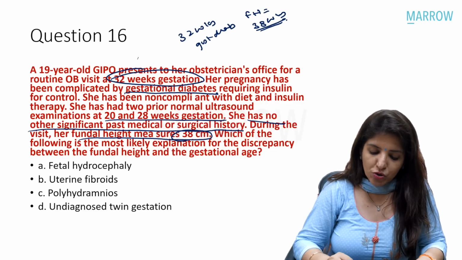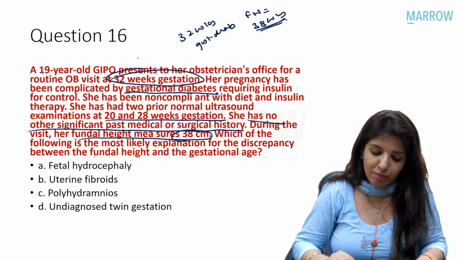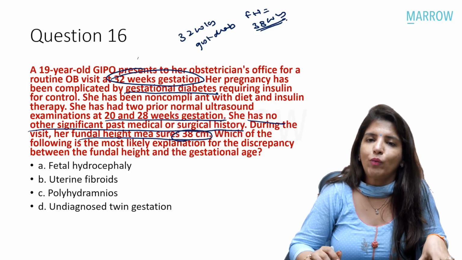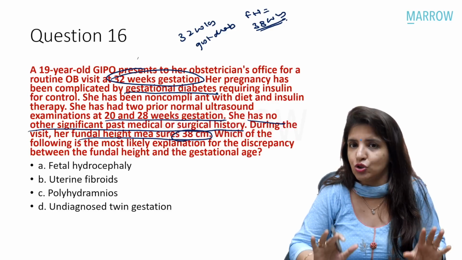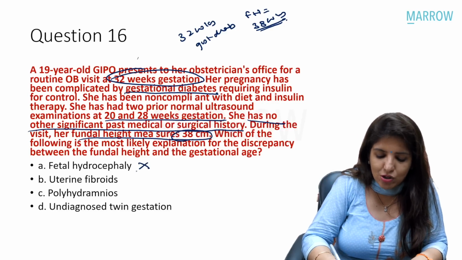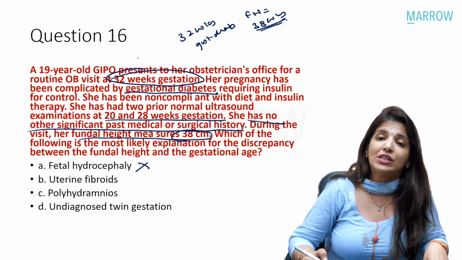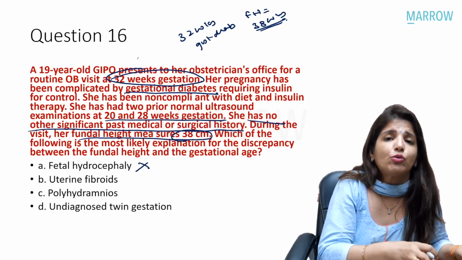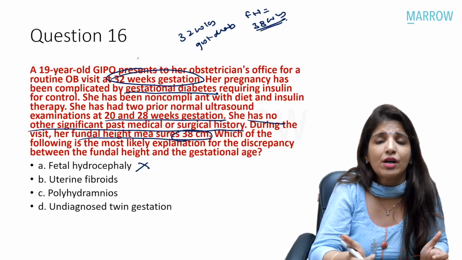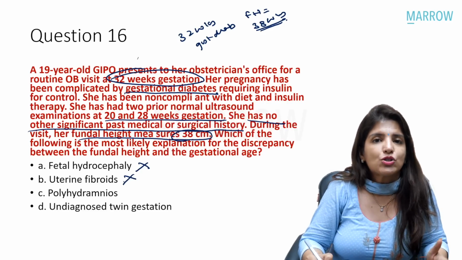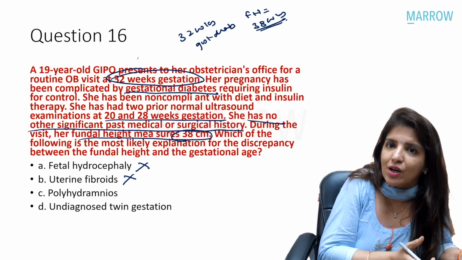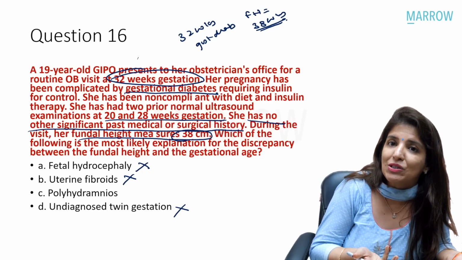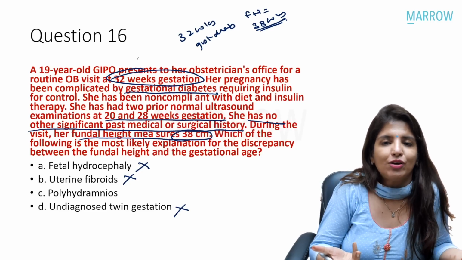Right? Now they are asking you which of the following is the most likely explanation for the discrepancy between fundal height and gestational age. Now tell me, this patient had her ultrasound done at 20 weeks and 28 weeks and everything was normal. So could it be a case of fetal hydrocephaly? Because if it were fetal hydrocephaly, it would have been detected at 20 and 28 weeks. Her ultrasounds are absolutely normal. It cannot be fibroids because again it would have been seen in ultrasound at 20 to 28 weeks. Undiagnosed twin gestation is highly unlikely because she got an ultrasound done between 20 to 28 weeks. All of a sudden it will not happen that twins will be detected.